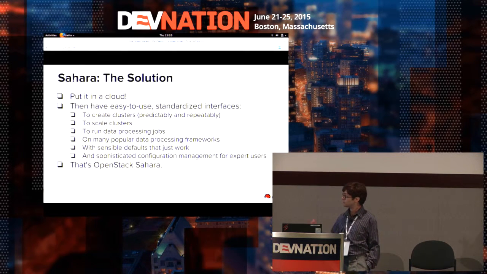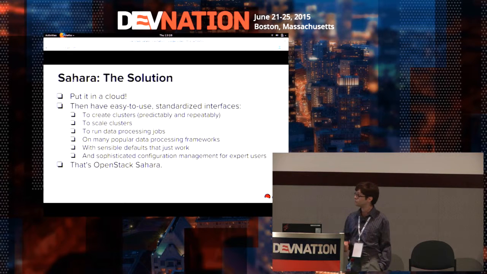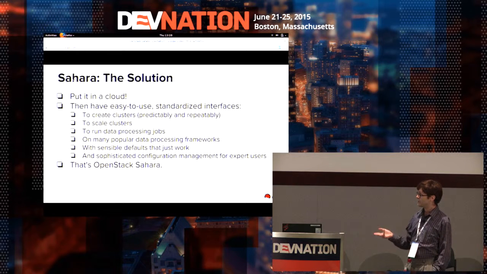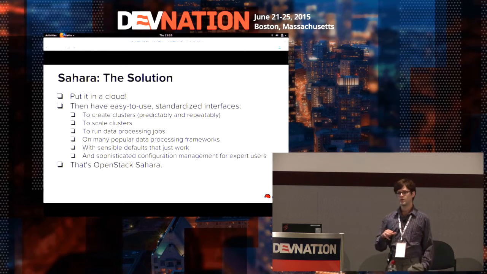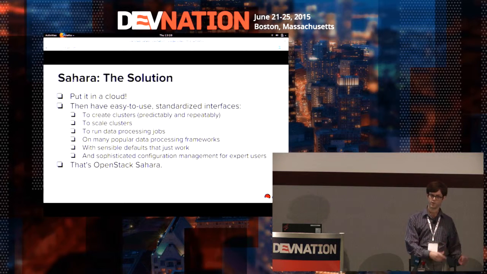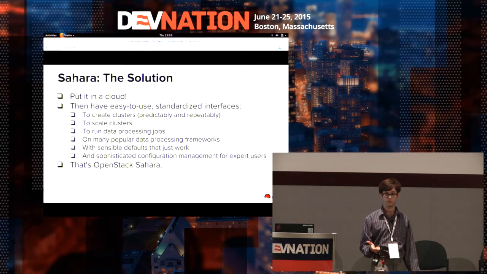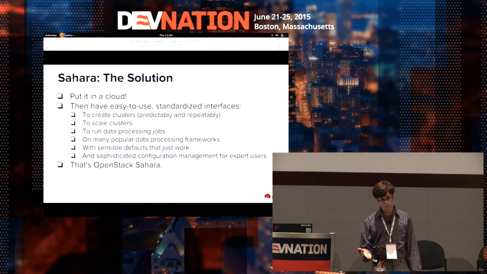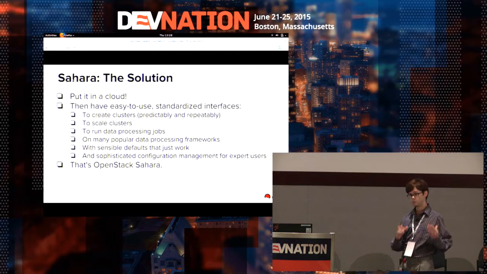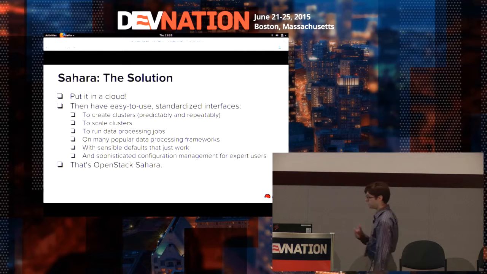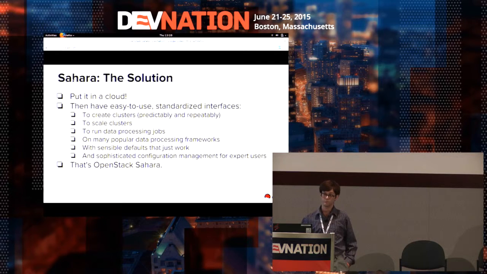Sahara gives you easy and standardized interfaces to create clusters, to scale clusters, to run data processing jobs. And it does this with as much one interface as it can across versions of Hadoop, across Hortonworks Data Platform, CDH, Cloudera, Spark, Storm. So it's got the pure vanilla upstream products, the vendor-specific products that have emerged for support, as well as some of the newer pure open source solutions that are emerging in the market now.